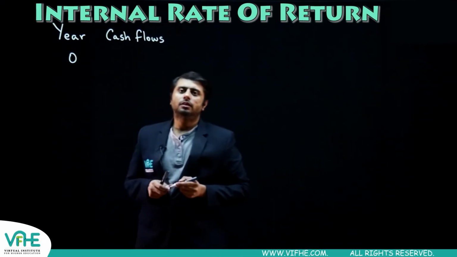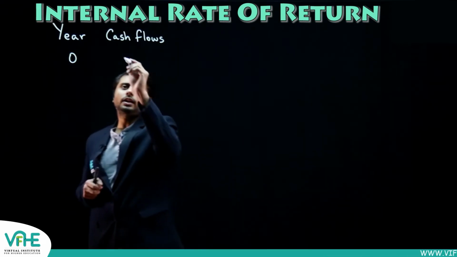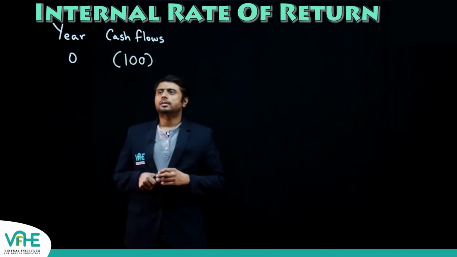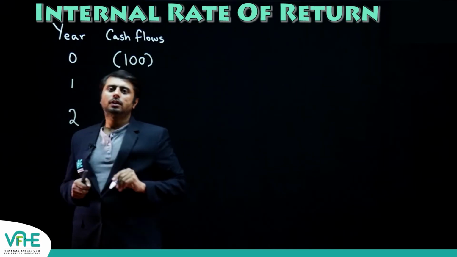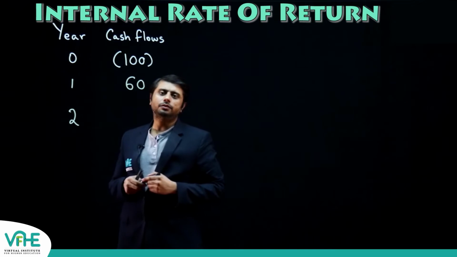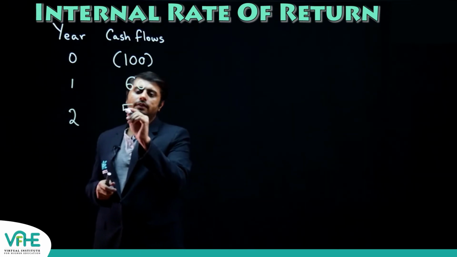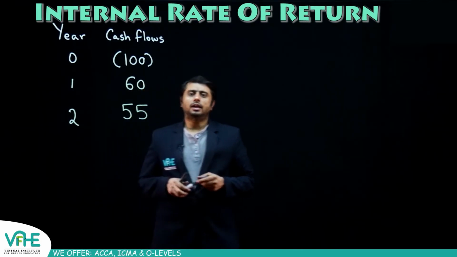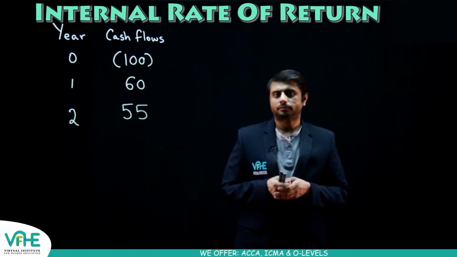Let's say we start a project and the project requires us to invest 100 rupees. In return, the project will yield two cash inflows, the first one being $60 at the end of year 1 and the second one being $55 at the end of second year. And the question asks us to calculate the internal rate of return.